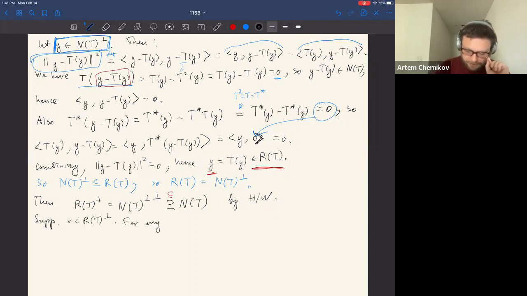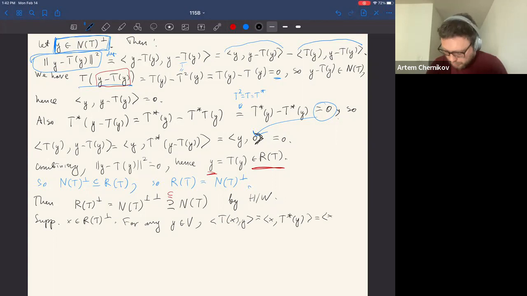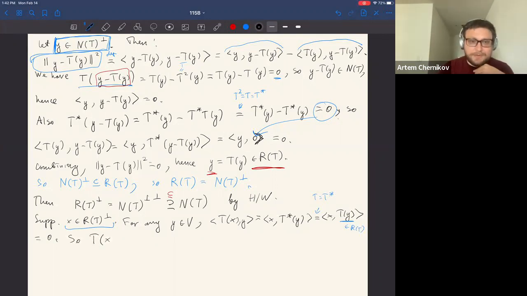Then for any vector Y in V, we have that the inner product of T x with Y is the same as the inner product of X with T star of Y. This is just, again, the definition of the adjoint. But this is equal to X inner product with T of Y, because T is equal to T star by assumption. But X inner product with T of Y is going to be 0, because X is an element of the orthogonal complement of the range, and T y is in the range. So this is 0. So we must also have T of X equal to 0, because Y was any vector, and we have shown that the inner product of T of X with any vector is 0. This is only possible when T of X itself is 0.